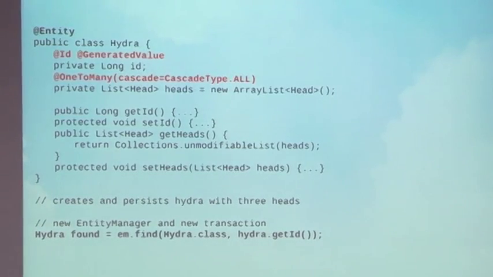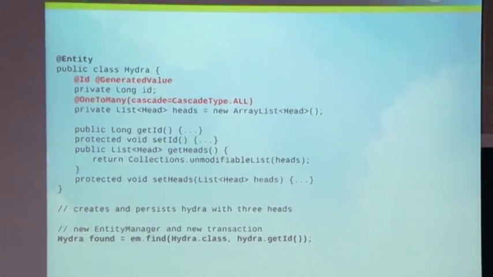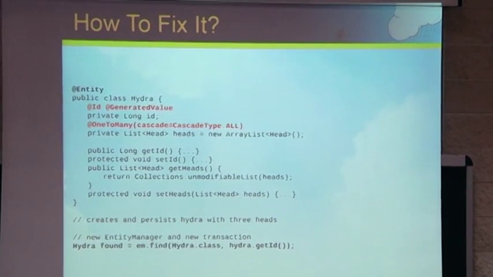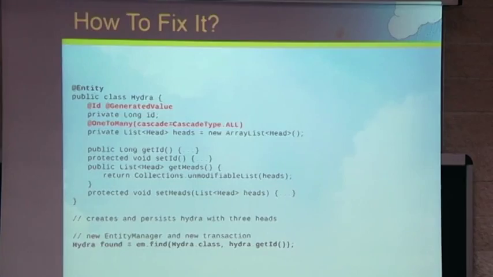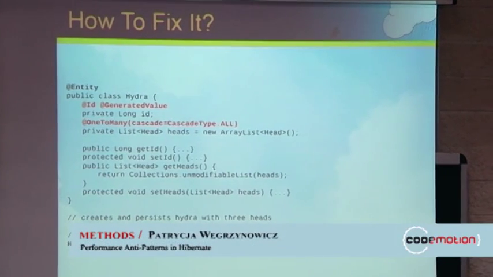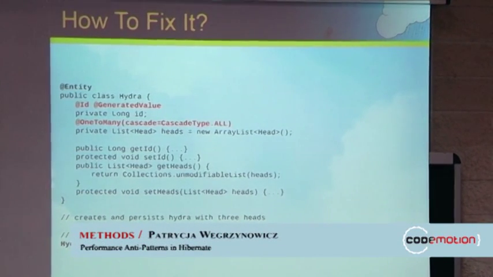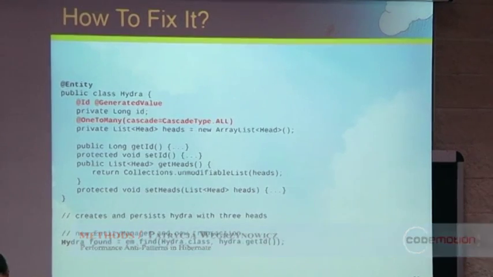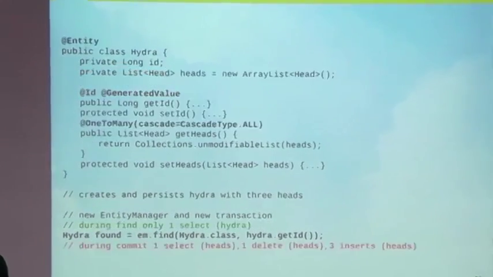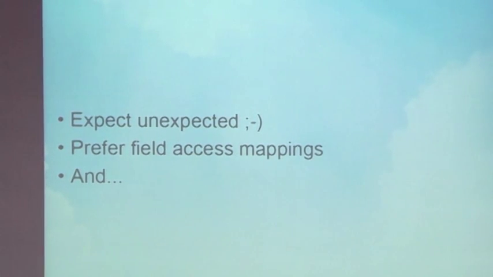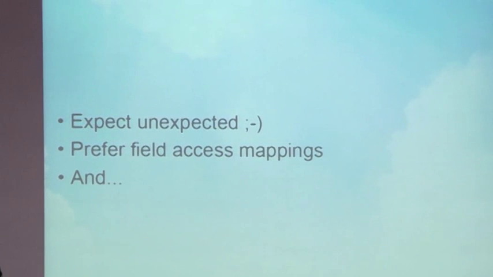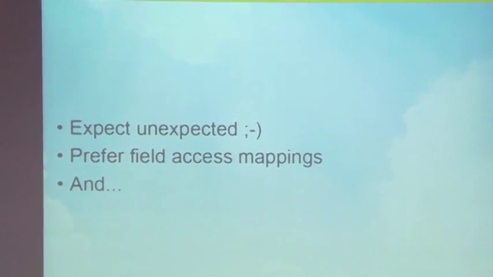How can we fix it? The fix is pretty simple. I would advise you to change the field access mapping. So instead of mapping on property level, go for mappings on the field level. Lessons learned here? Expect unexpected with Hibernate. And definitely prefer field access mappings.